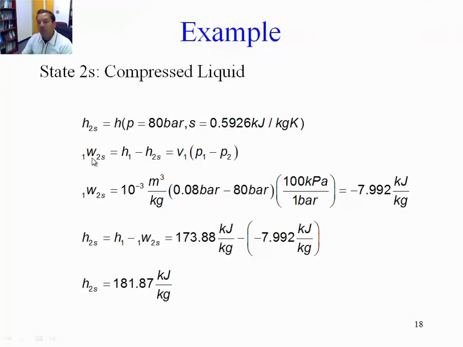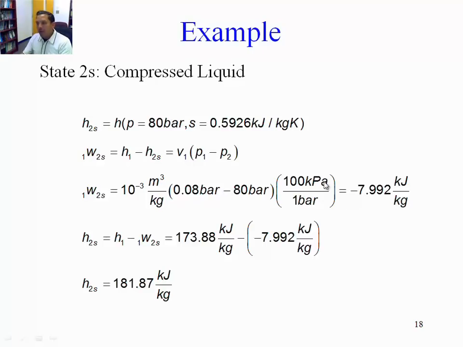And as always, let's approximate the work from 1 to 2. Instead of as minus delta H, it's going to be specific volume times minus delta P. Specific volume of liquid water, always 10 to the minus 3 meter cubed per kilogram. And the change in pressures is 0.08 bar at the inlet and 80 bar at the outlet. Obviously, we're going to obtain a negative work because the pump is work on the system.